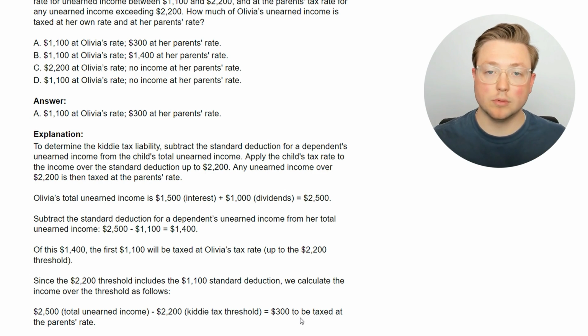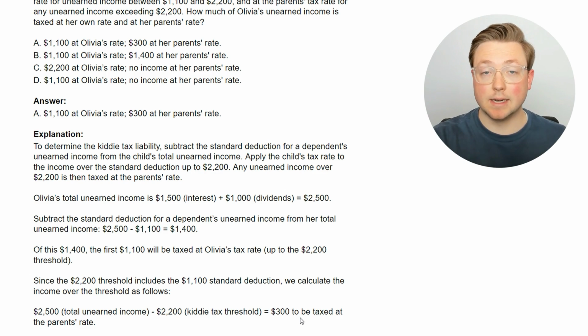So just to keep it simple, for unearned income for a dependent, there is a standard deduction each year, and $1,100 is not the actual one. It's pretty close to what the one is right now, but that will change as the years go on. But the idea is you take that standard deduction, subtract it from the unearned income. That amount is not taxable.